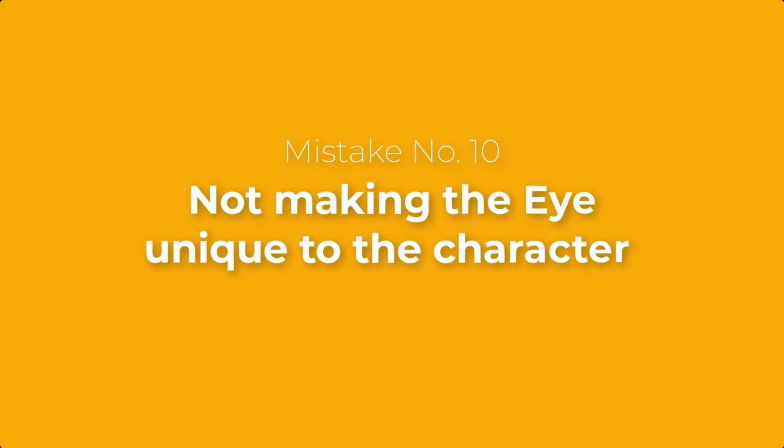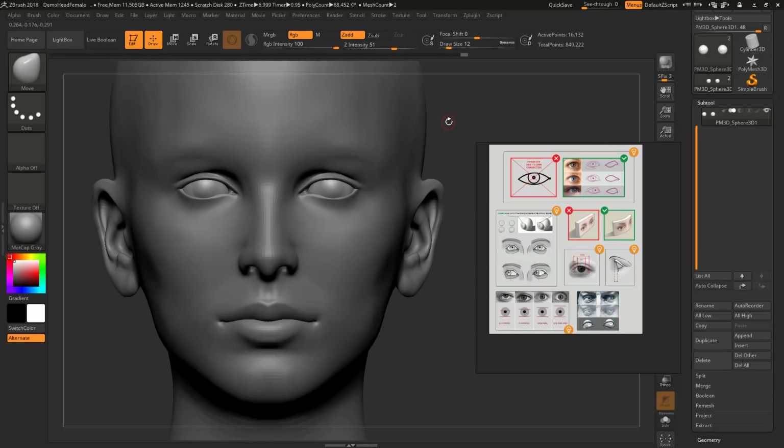And the last mistake is a very important point, and that is not making the eye unique. Making a generic eye, not making the eye very unique to the character. Everybody has a very unique eye. You can identify a person through their eyes, only watching their eyes. That means everybody has a unique eye. So whenever you sculpt an eye, make sure you judge that eye by judging its unique nature or its unique shape.